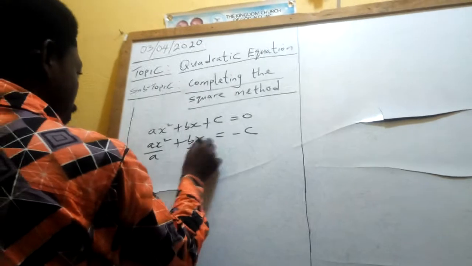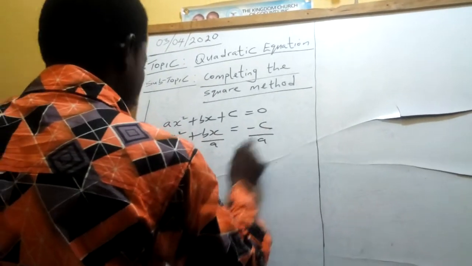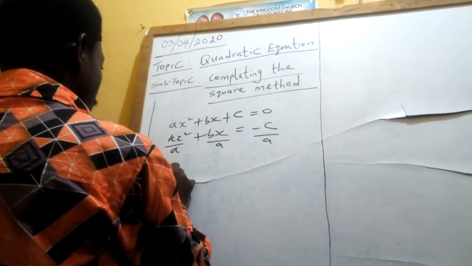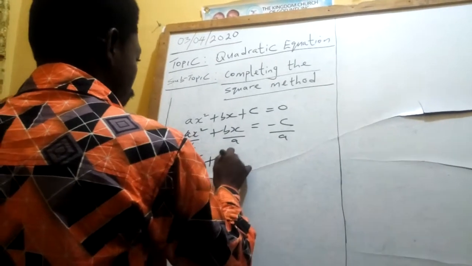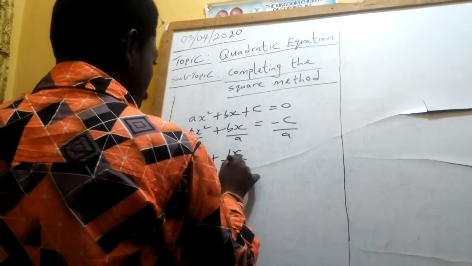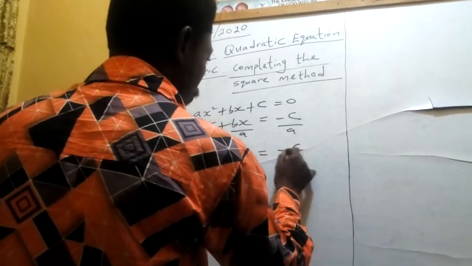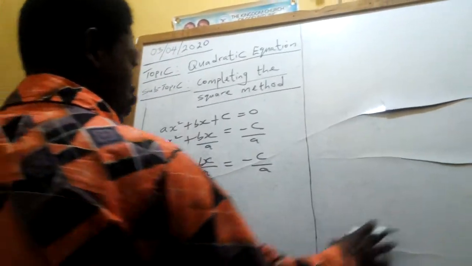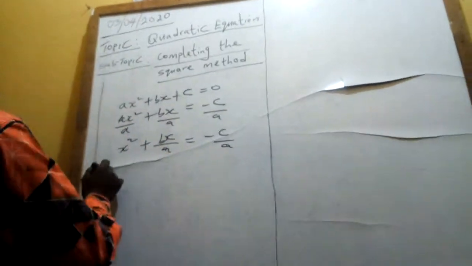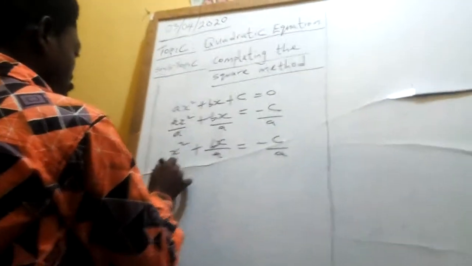So the next procedure is to divide both sides by the coefficient of x squared. Divide by a, divide by a, divide by a. a cancels a. You have x squared plus bx over a equal to minus c over a. Now on a rough sheet of paper, we're going to analyze this by following the procedure which says what?